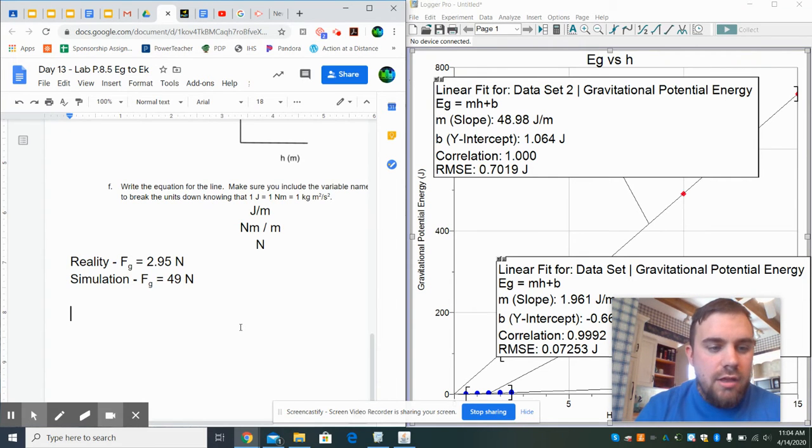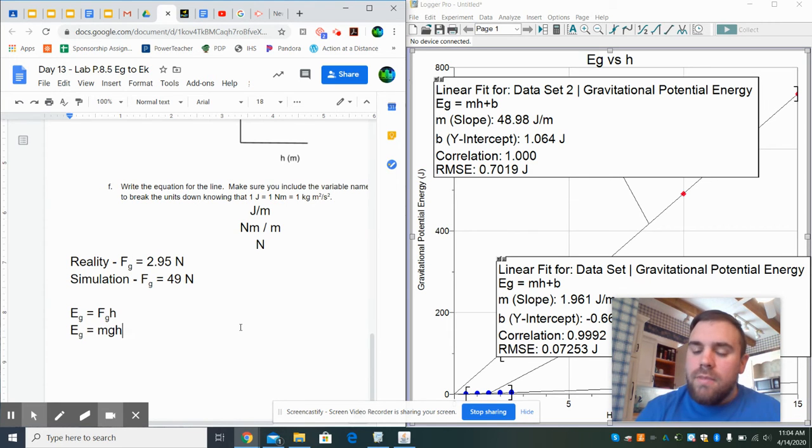So let's just write that. Therefore, if I'm going to write my equation, Eg is equal to the force of gravity times the height. That's what we just found, a way to quantify gravitational energy. Now, a lot of times it's not written like that. It's written like this: Eg is equal to mass times g times h.